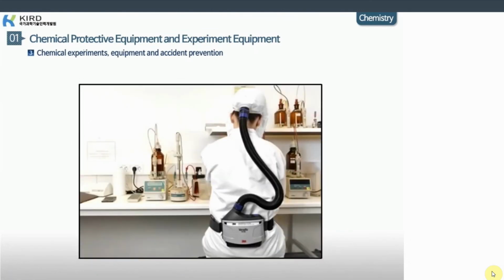In many of the accidents that occurred in science and engineering laboratories related to chemicals, the cause was a lack of an accurate understanding of the nature of the chemical substances prior to the experiment. There are various chemical experiments and equipment, and it is impossible to identify all cases. Let's talk about how accidents can occur in typical chemical-related experiments and the related equipment prevention measures.